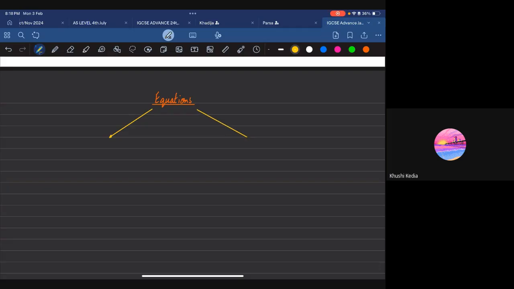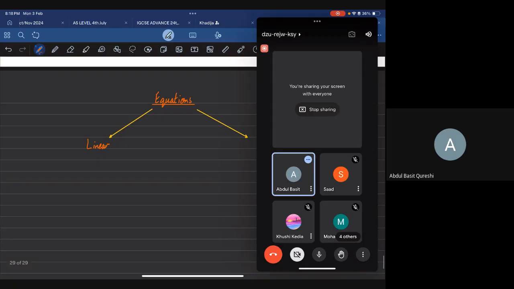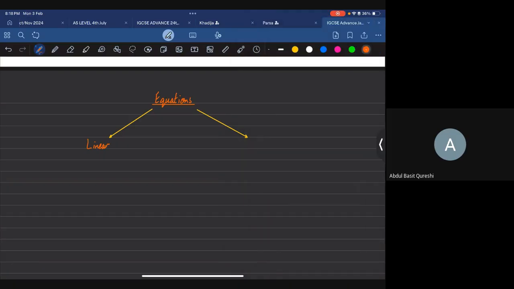All right, this is a no-brainer. You're going to either have your linear equations or your non-linear equations. So who can tell me what are linear equations? Those which have power 1. Well done, Basit. Welcome back to class as well. Yes, Basit, you're right. And who can tell me which are non-linear ones? Yes, guys. Which equations are non-linear?